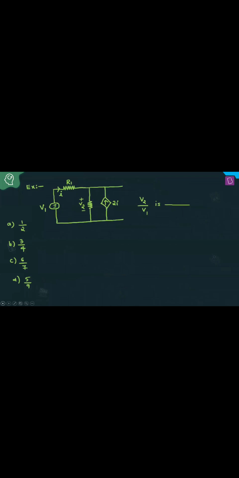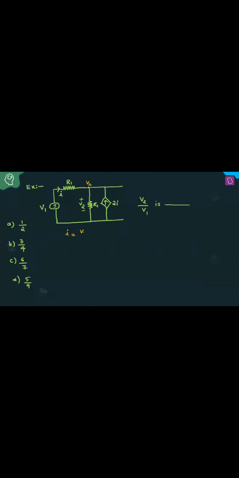It's very simple. Can anybody answer this question? Within a fraction of a minute you can answer. In this circuit, find V2 by V1. This resistance is R1, and this resistance is R. Come on, do it. V2 means the voltage at this node, students.